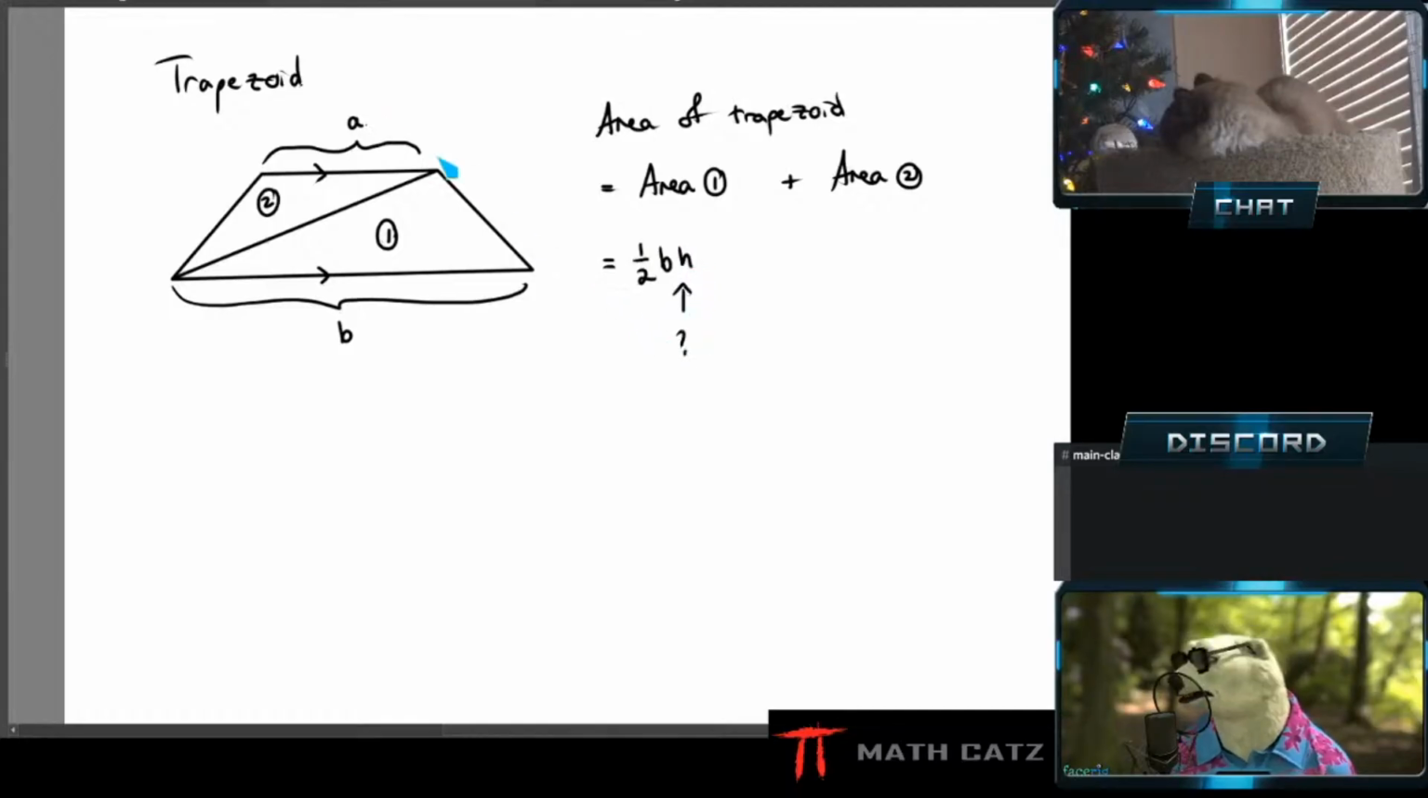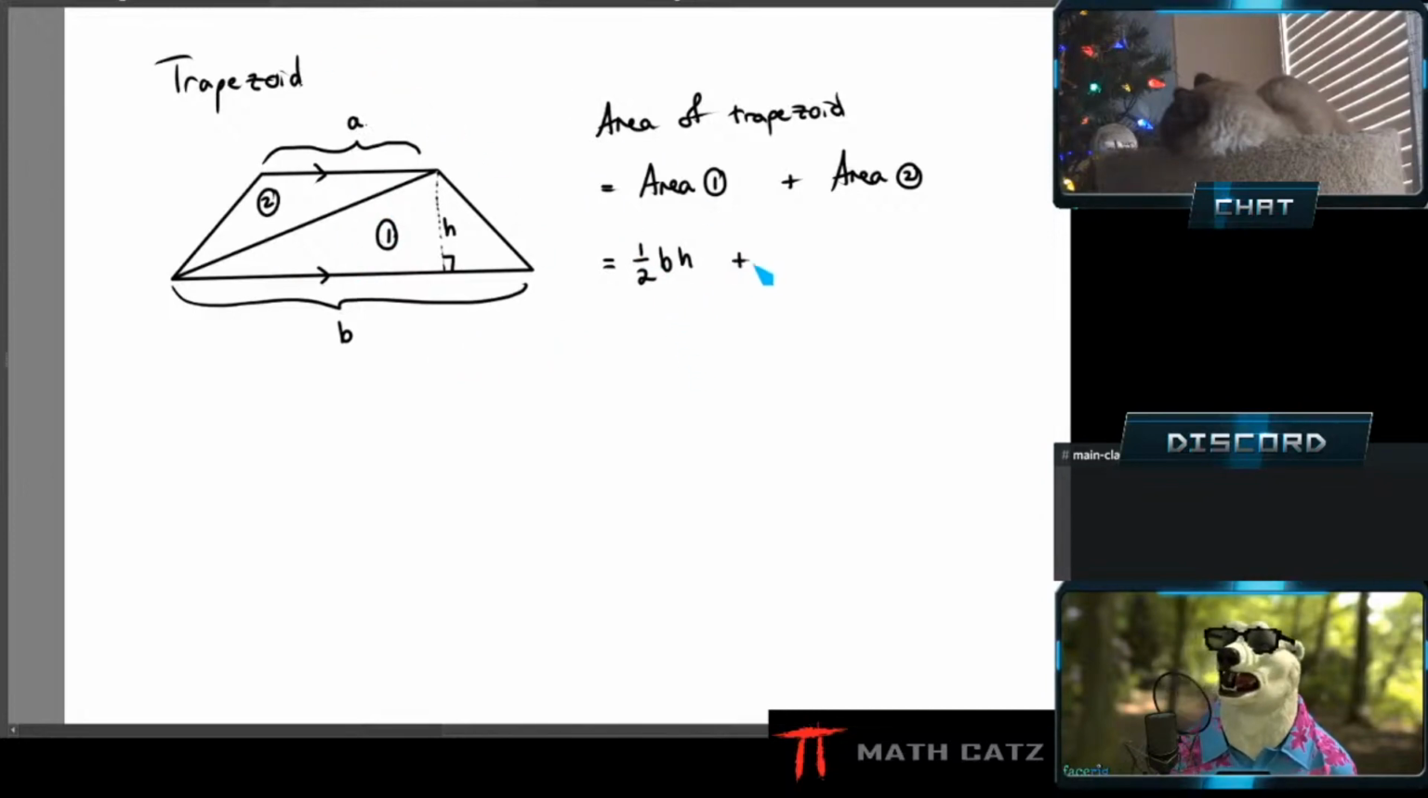What is the height? The height is going to be this distance between the two parallel lines again. I'm going to have that distance. So I'm going to need to know beforehand, in order to calculate the area of the trapezoid, the perpendicular distance between the two parallel sides. Okay, now know that. Okay, that's fine.